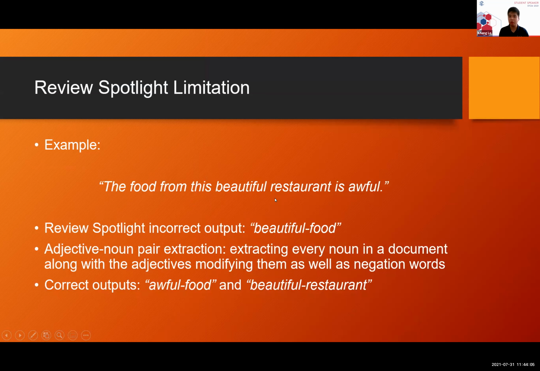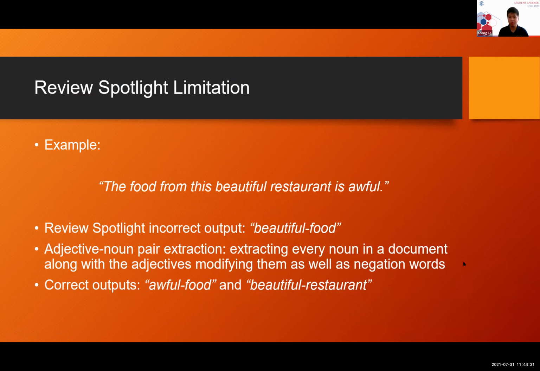which is incorrect. To put it correctly, this adjective-noun pair extraction should be the process of extracting every noun in a document along with the adjectives modifying them as well as negation words. Therefore, the correct output should be awful food and beautiful restaurant. So to improve this system, we want to create a better part-of-speech algorithm that can fulfill all of these objectives.